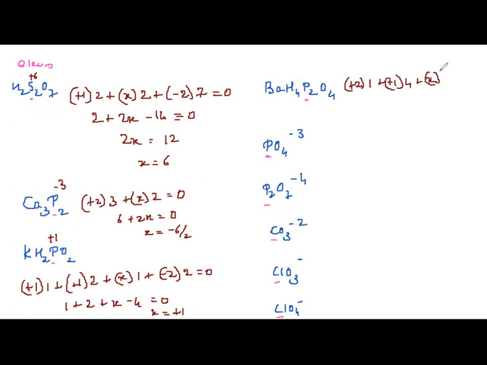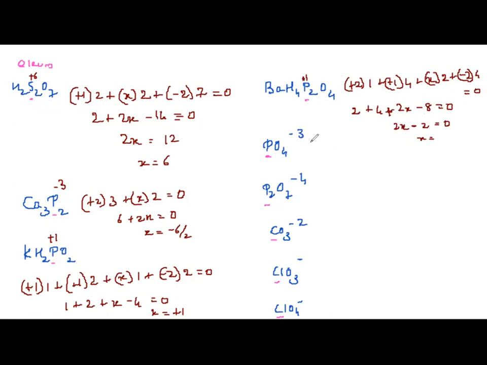Phosphorus is X into 2 plus oxygen is minus 2 into 4 is equal to 0. So 2 plus 4 plus 2x minus 8 is equal to 0. So 2 plus 4, 6 minus 8 is, my 2x minus 2 equal to 0. So X will be equal to what? 2 by 2, it is 1. So plus 1 is the oxidation state. Plus 1 is the oxidation state for phosphorus. Is that right? Yes, got it.